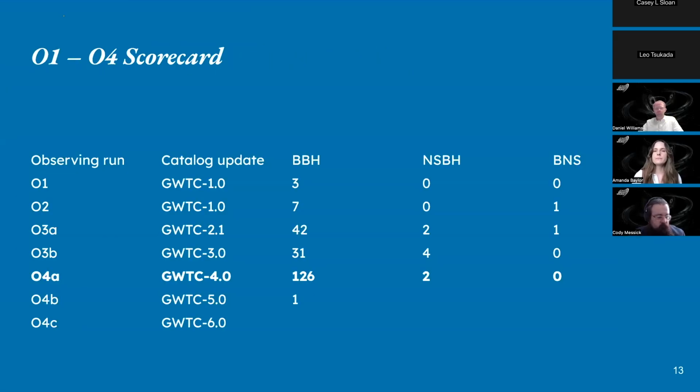Next, please. So what does our scorecard look like from O1 to O4 so far? Well, you can see the addition of GWTC4 adds 126 binary black hole candidates and 2 neutron star black hole candidates and 0 binary neutron star candidates. So this is a significant increase in the number of binary black hole detections that we've had since prior observing runs. And we also have, next please. We also have one published binary black hole detection, which was that special event that I was talking to you about earlier, GW250114. So that will be featured in the GWTC5 catalog. Next slide, please.